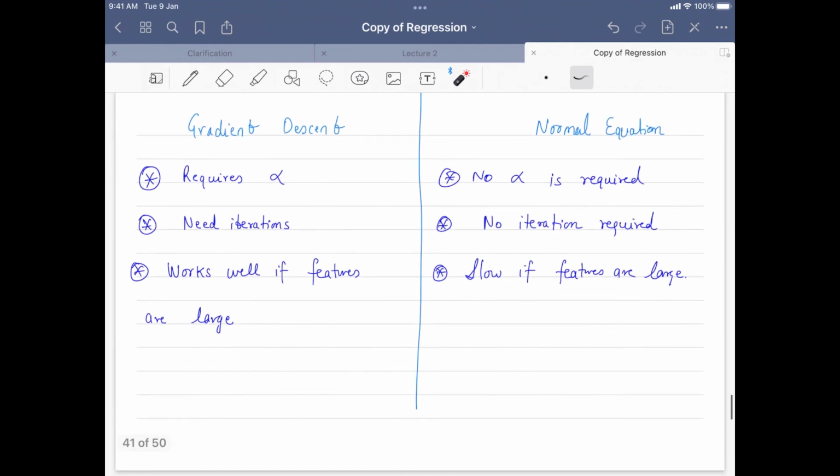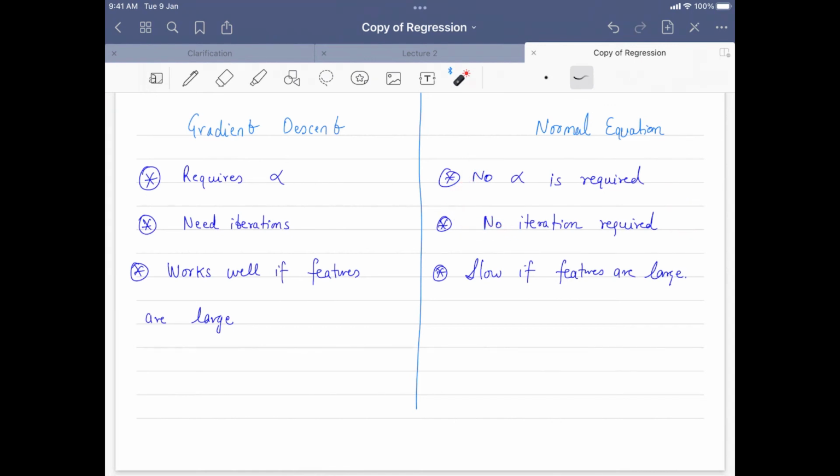In the gradient descent, basically you require a value of alpha, and I told you in detail how this alpha behaves if you try to make it too large or too small. So this alpha plays a very important role there, whereas in case of normal equation there is no alpha required. That is one of the advantages of using normal equation. The second one is, in gradient descent you need iterations. You keep on iterating till your theta 0, theta 1 till theta n settles down to a specific value, whereas in normal equations there is no iteration required. So it's again an advantage for the normal equations. So in these 2 points, normal equation is actually winning the case.